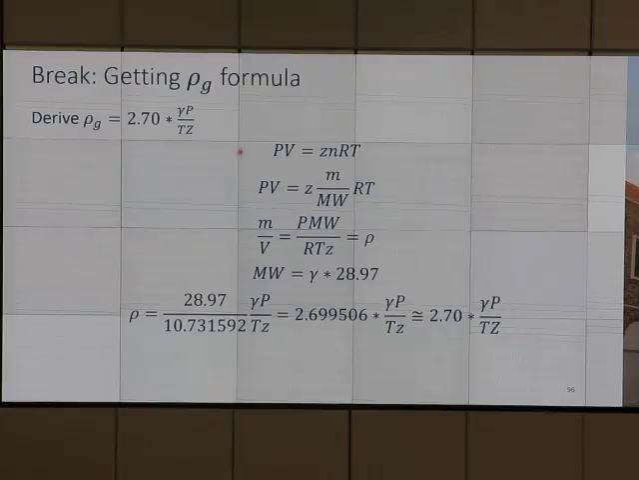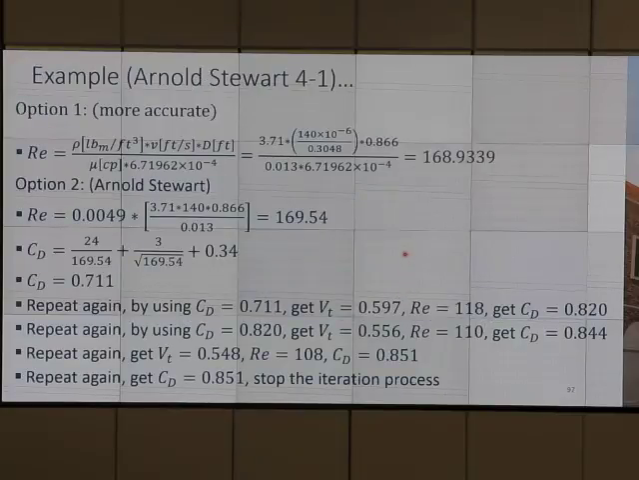The derivation is here. You start from PV equals Z nRT. n is mass divided by molecular weight, and molecular weight is gamma multiplied by the molecular weight of air. The gas constant is 10.73 something. So the density in units of pounds per cubic foot will be 2.6995, or 2.70, that formula. Basically this comes from PV equals nRT. Test this later, okay? Not on Tuesday.